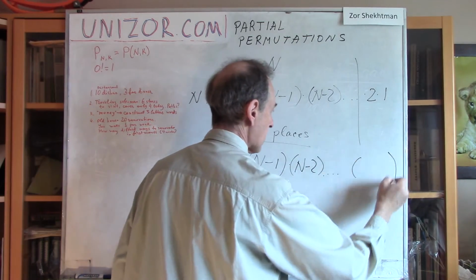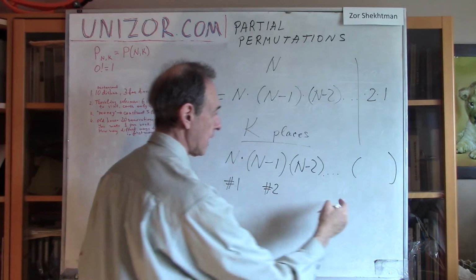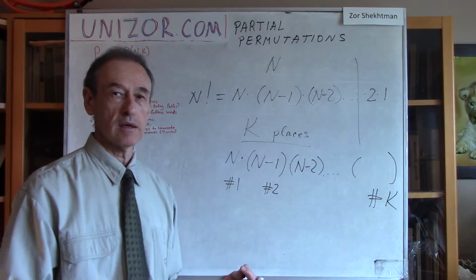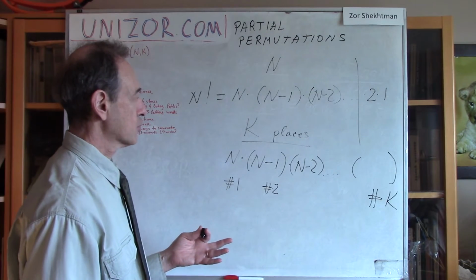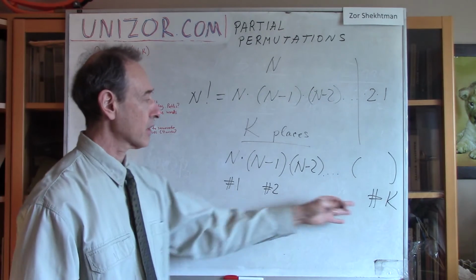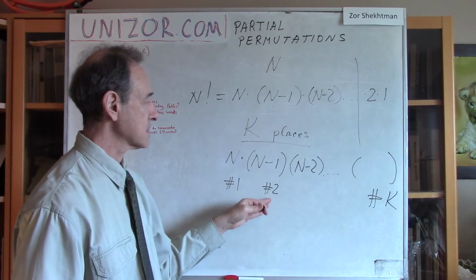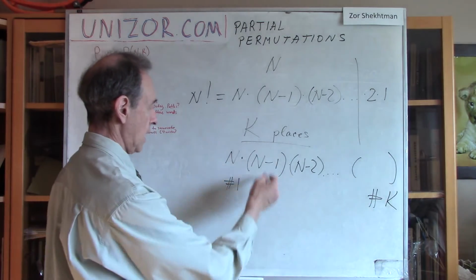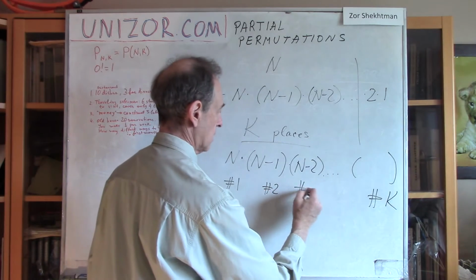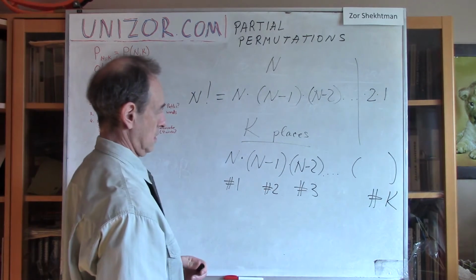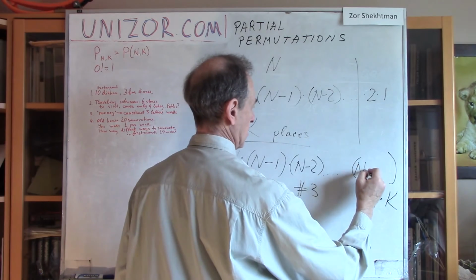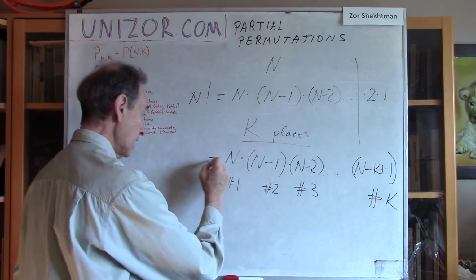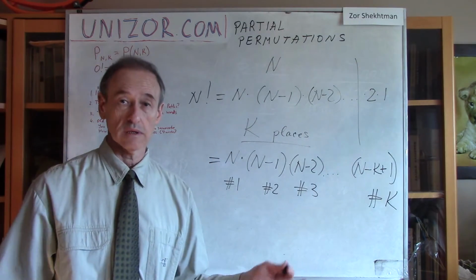Now what is the last member? It's supposed to have a number k, right? Because we have only k places to put our object. So the numerical sequence would be this is number 1, this is number 2, and the last one would be number k. Well, as very easily seen, it's n minus k plus 1. Well, this is the formula, basically.